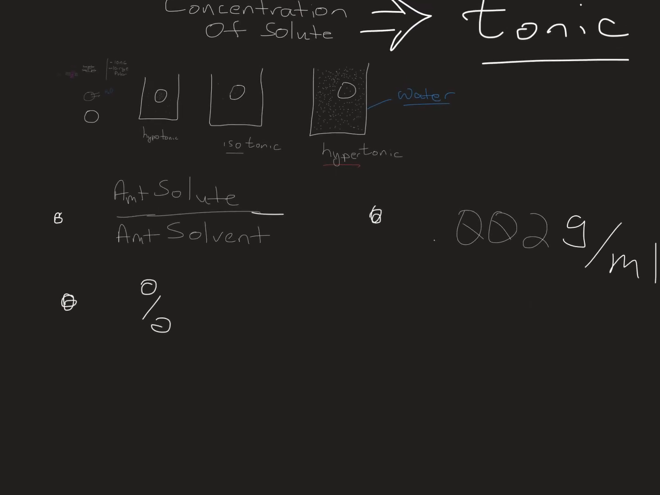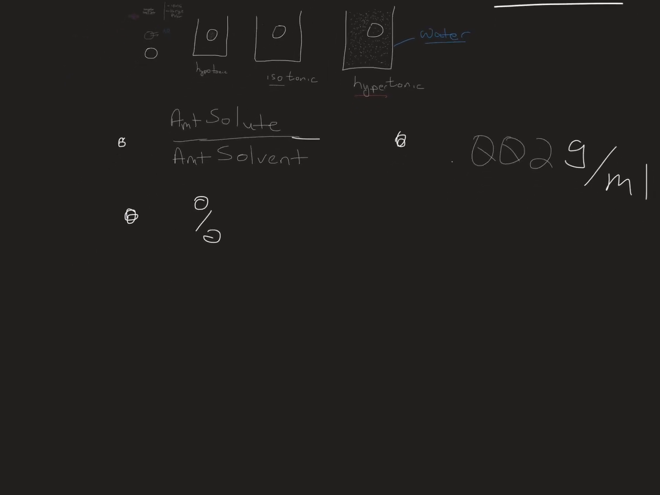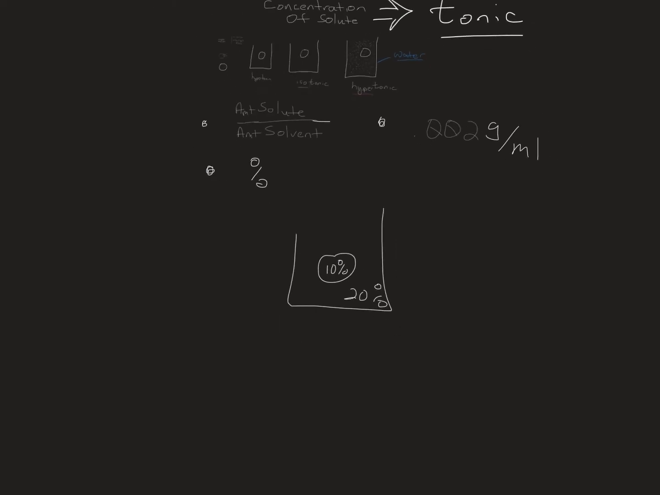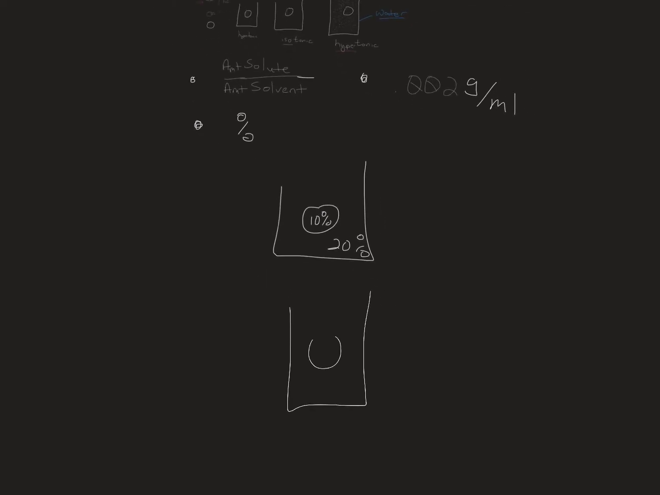We all have this straight in our heads? No questions? Yeah. How would you determine by percentage if a solution is iso or hypotonic? All right, let me give you an example. So if you have a cell and it's 10% solute, 10% sodium chloride inside and it's 20% outside, what is this? Well, that would be hypertonic. Hyper, right?